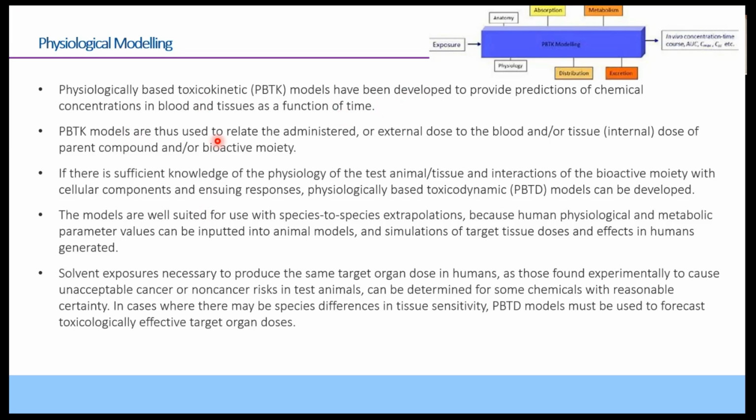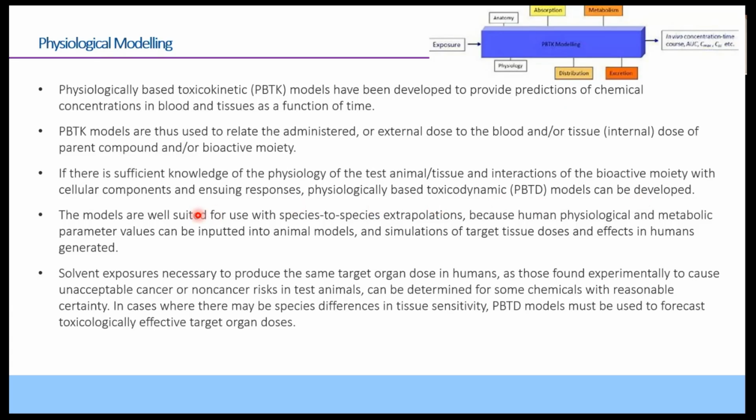PBTK models are thus used to relate the administered or external dose to the blood and/or tissue internal dose of the parent compound or the bioactive moiety or metabolites. If there is sufficient knowledge of the physiology of the test animal or tissue and interactions of the bioactive moiety with cellular components and ensuing responses, physiologically based toxicodynamic models can be developed.